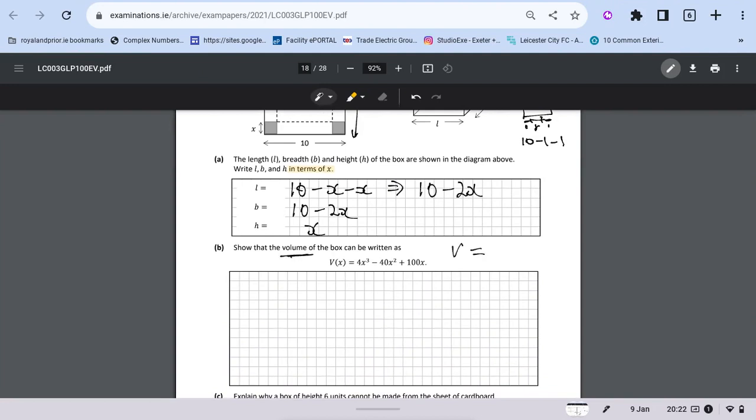Now to find the volume of the box, it's length by width by height. And we're using these previous answers here. So if we fudge up here, we're not going to get that answer, but it's crucial that you make something up. You get some marks if you know the volume's length by width by height.